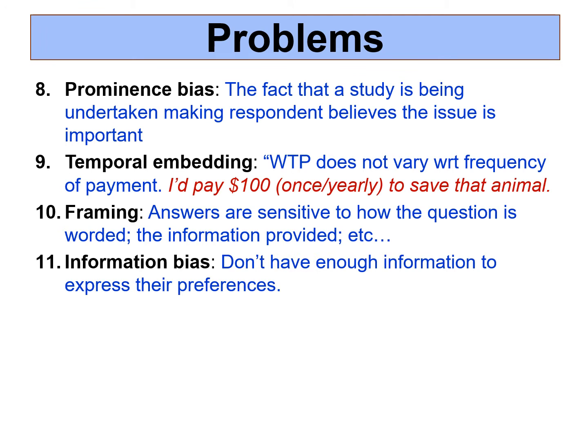And the next one is information bias. When you don't have enough information, they may not be able to express their preference because of the insufficient information provided to them. Okay.